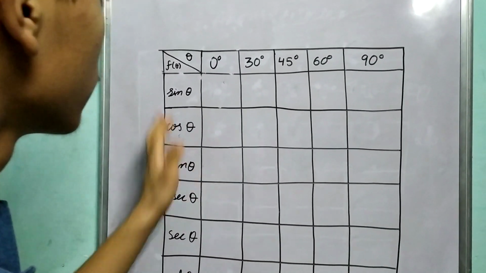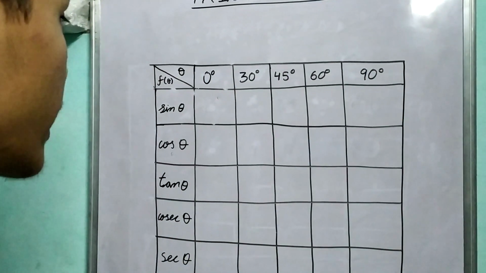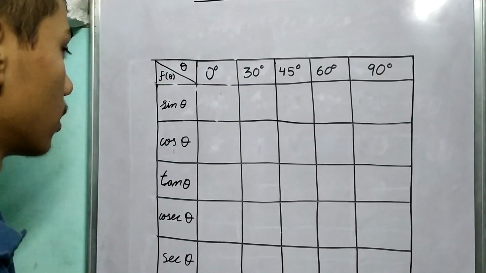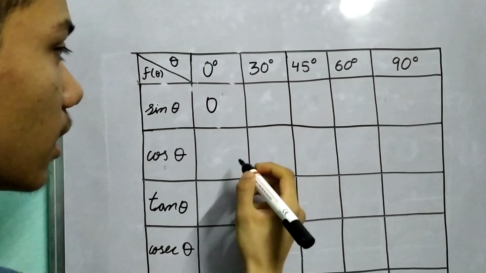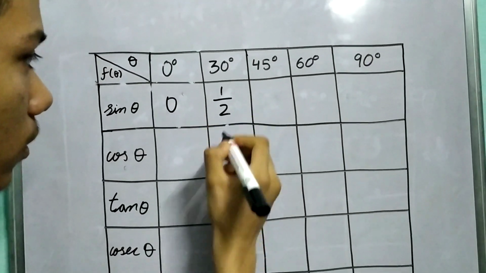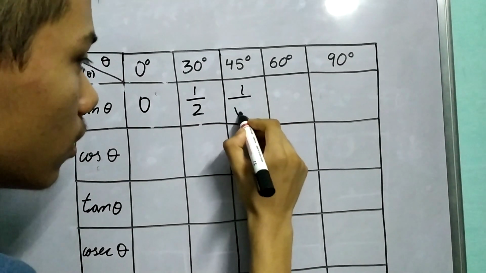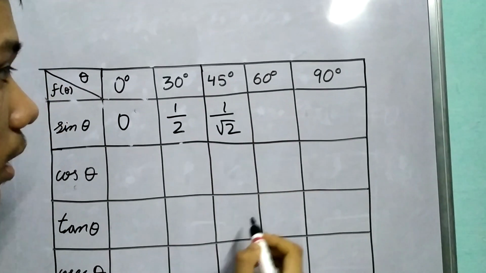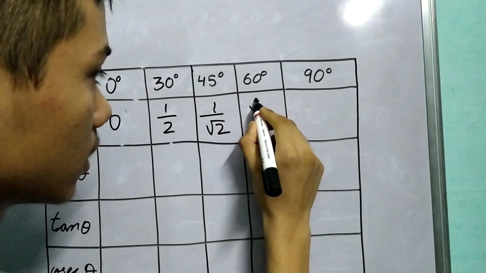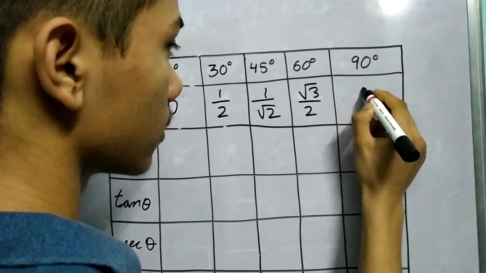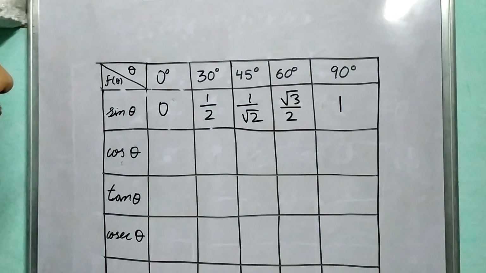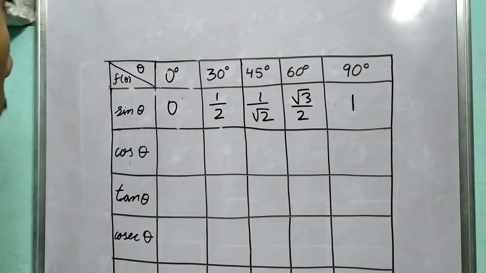Okay, so let me just write all the values for sine theta. Sine 0 is 0, sine 30 is 1 by 2, sine 45 is 1 by root 2, sine 60 is root 3 by 2, and sine 90 is 1. This is the value you must be getting.